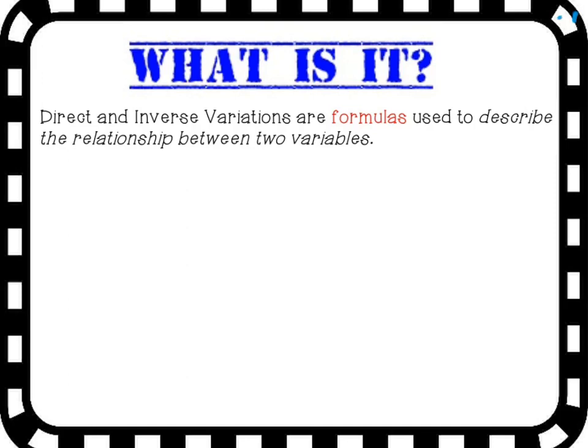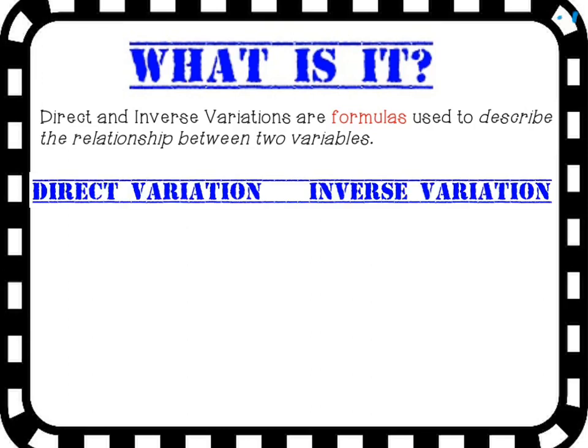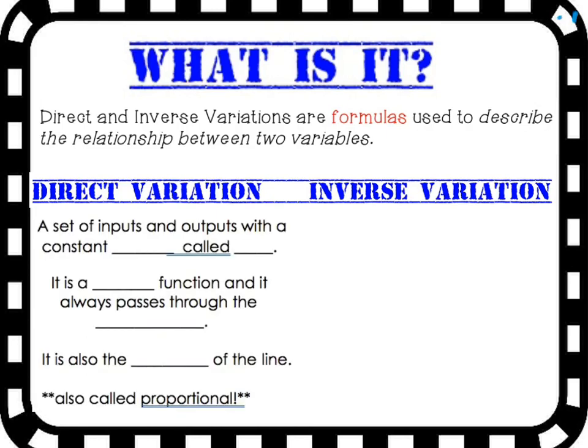They're nothing more than formulas that are used to describe relationships. They do have particular templates, some similarities and some stark differences. So I'm going to put them side by side so you can see what the similarities are and what the differences are. With direct variation, it's a set of inputs and outputs with a constant ratio called K. Ratio meaning a fraction or a division problem.